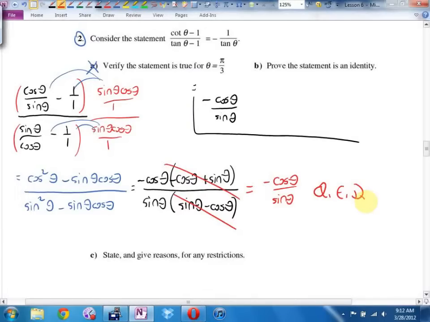Oh, and then C says, state the restrictions. Okay. There's several restrictions here. First of all, tangent can't be 1, because if this works out to 1, I'll get 1 minus 1, which is 0. Can't divide by 0. But also, tangent has a little mini fraction in and of itself. It's sine over cosine. Cosine can't be 0, because I'd be dividing by 0 right here.